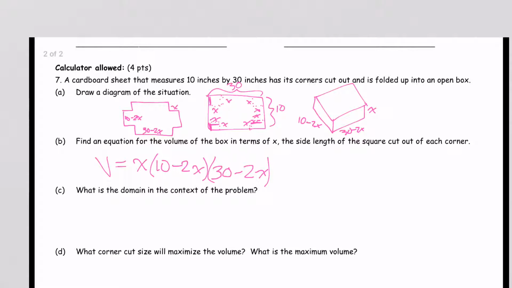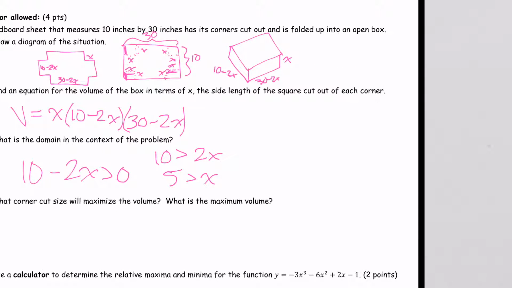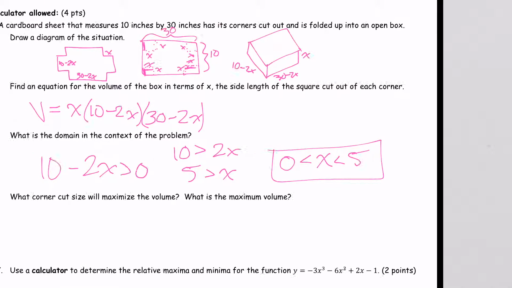What is the domain in the context of the problem? Well, think about the limiting factor. The limiting factor here is side length. Our shorter side length is 10, or in this instance, 10 minus 2x. So we need 10 minus 2x absolutely to be greater than 0, because you can't have a side length of 0. It doesn't make sense. And so 10 has to be greater than 2x, which means 5 has to be greater than x, which means x has to be less than 5. So our domain for x, we should probably say 0 is less than x is less than 5, right there.